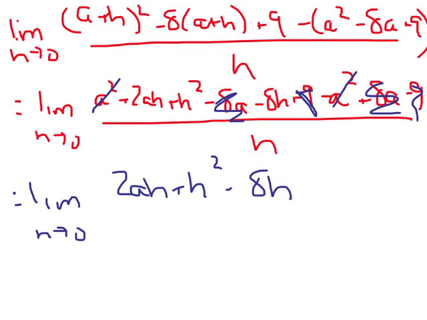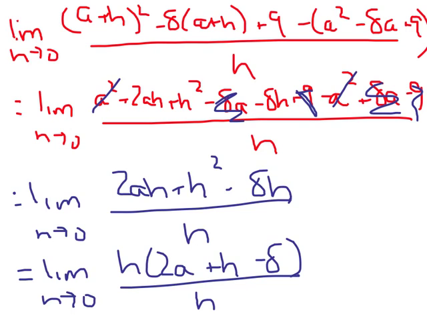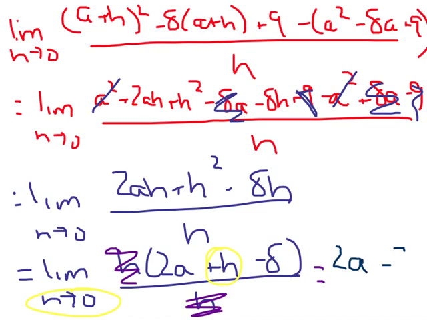minus 8h all over h, and now I can factor an h out of the numerator, cancel it with the h in the denominator, and substitute, if you will. We're going to use direct substitution to put 0 in for h. So when I take the limit, I direct substitute that in, and I'm going to get 2a minus 8.